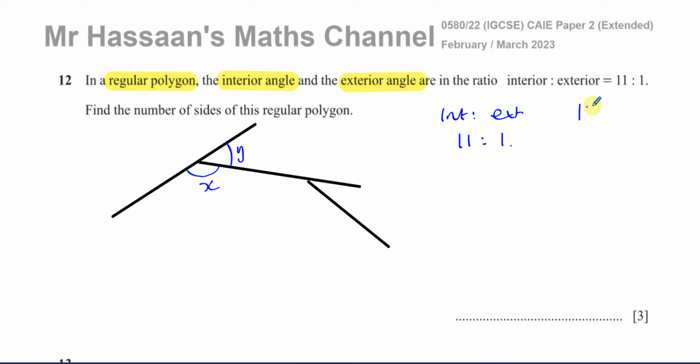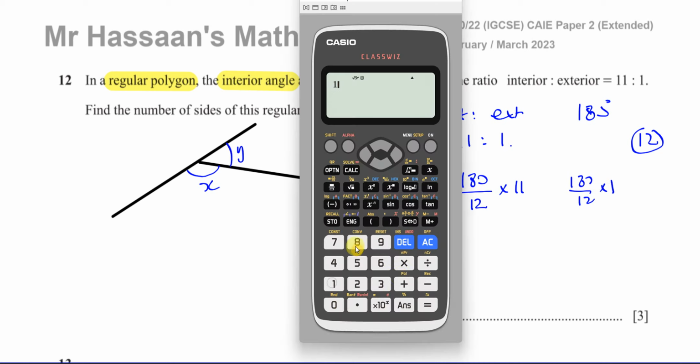So we've got to take 180 degrees, which is the sum of those, and share it in these two ratios. So we find out the number of shares altogether, which is 12, 11 plus 1. So we know that one share is going to be 180 divided by 12. So the interior angle will be 180 over 12 times 11, and the exterior angle will be 180 over 12 times 1. So we do 180 divided by 12.